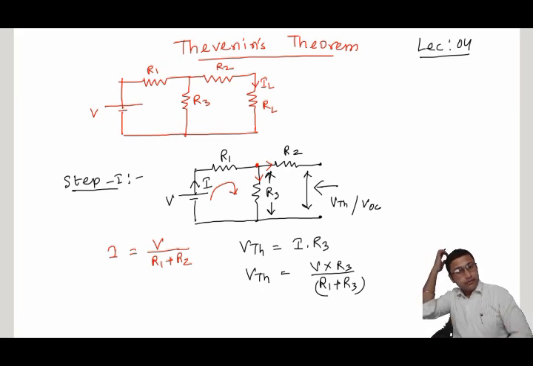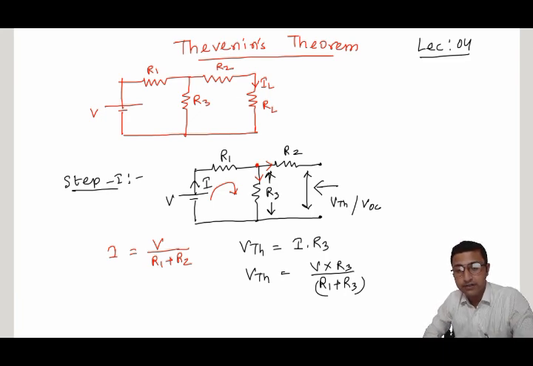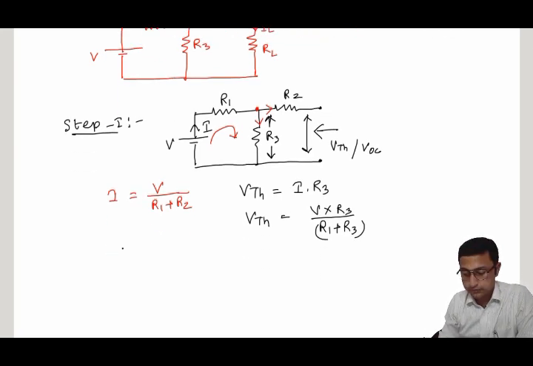If I simply apply the voltage divider rule here to find the voltage drop across the R3 resistance, that is the supply voltage into R3 by R1 plus R3. So there are two ways of measuring the Thevenin equivalent voltage. One is to find the source current and then apply current into resistance to find VTH, or you can simply apply the voltage divider rule across the R3 resistance. This is your step 1.